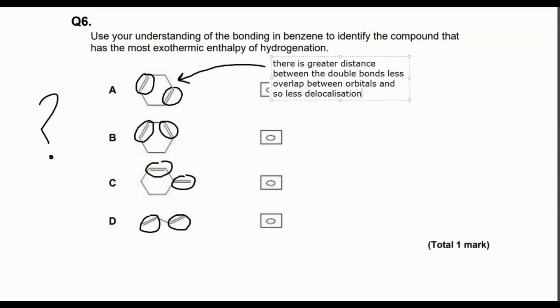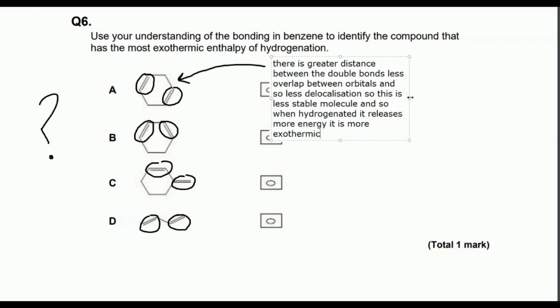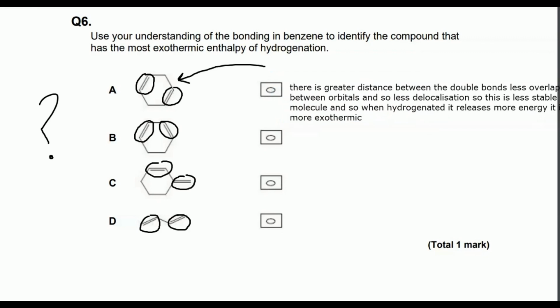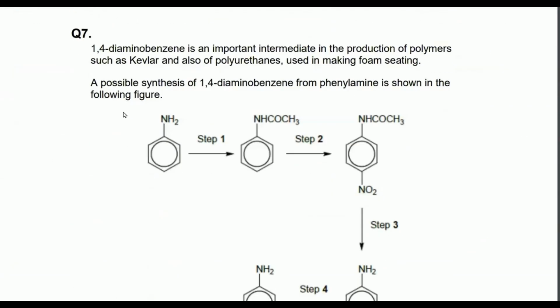So we have less overlap between the orbitals in the double bond, less delocalization, meaning it's not quite as stable a configuration as B, C and D. Which means when you hydrogenate it, add hydrogen and turn it into cyclohexane, A will release more energy because it's less stable. So it's going from a less stable place to a more stable place. Whereas B, C, and D have a smaller, lower exothermic enthalpy of hydrogenation because they are starting off from a more stable position, as they have more delocalization, more overlap between their double bonds.